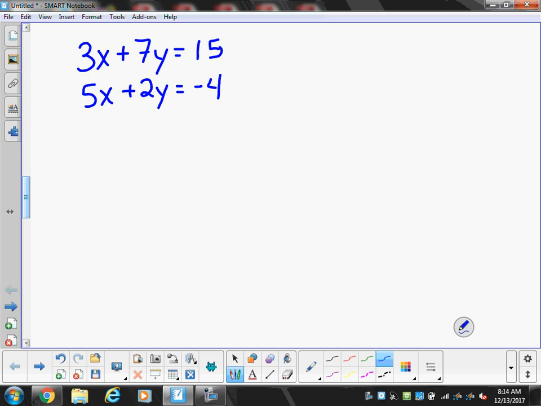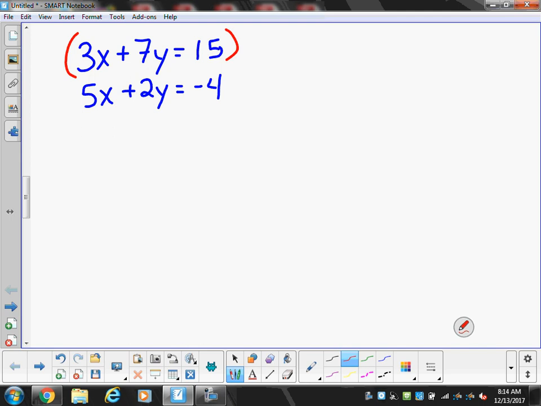All right. So in this equation, we're going to work to eliminate the x. You can choose whichever one you want. The same process applies. But this is what we're going to work with, is we're going to eliminate the x. And so to do that, we're going to multiply both equations by a number.